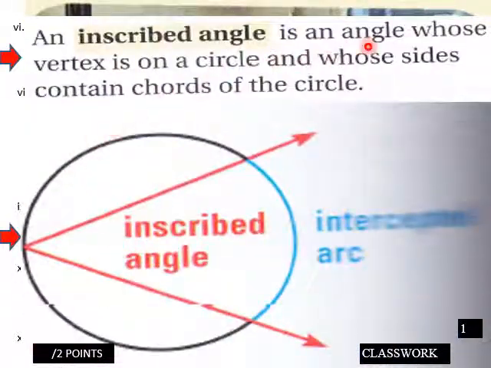An inscribed angle is an angle whose vertex is on a circle and whose sides contain chords of the circle. So we start on the circle and head out the other way, and these are chords here. That would be an inscribed angle. This is the intercepted arc here, which the inscribed angle creates.